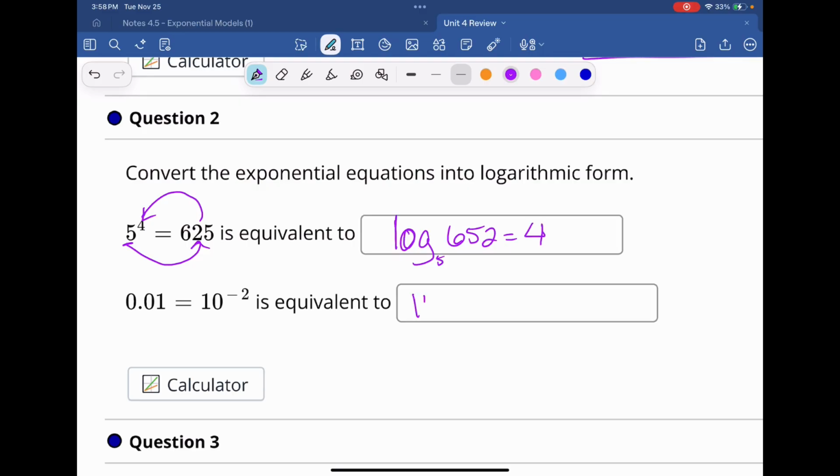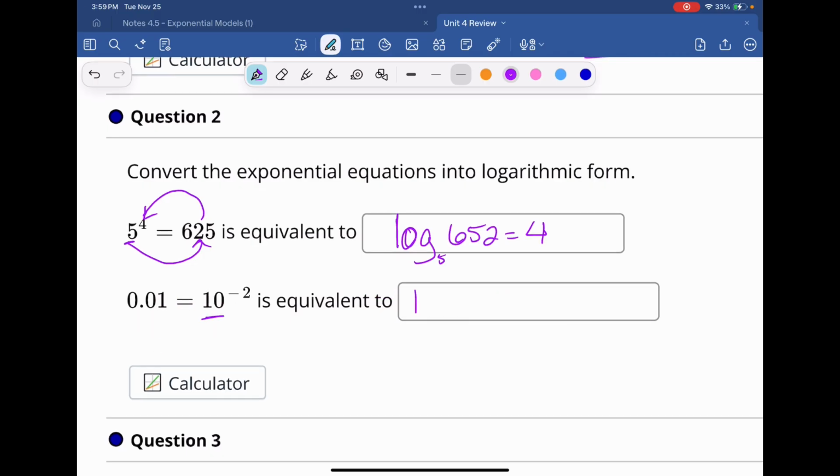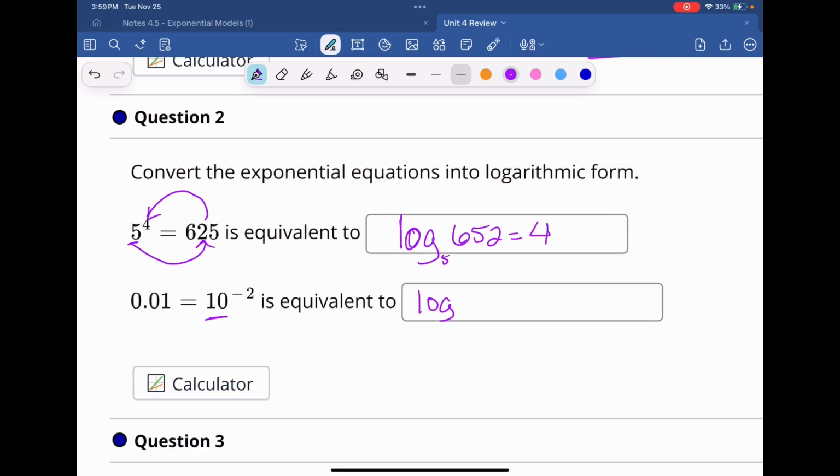Okay, you can start with log. That's your base. Loop around, that's your argument. That's your base. Now, when it's base 10, you don't need to write the little base right here. Okay, loop around. And then loop around.